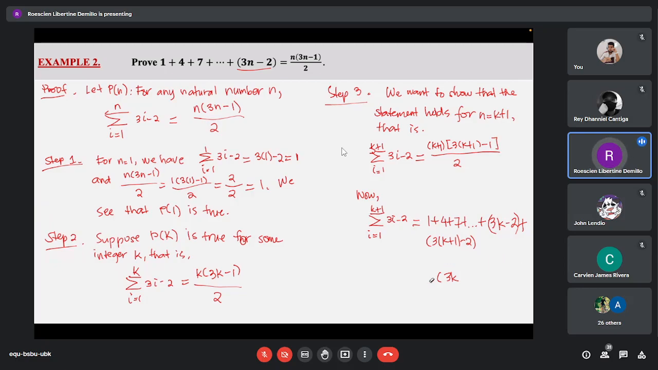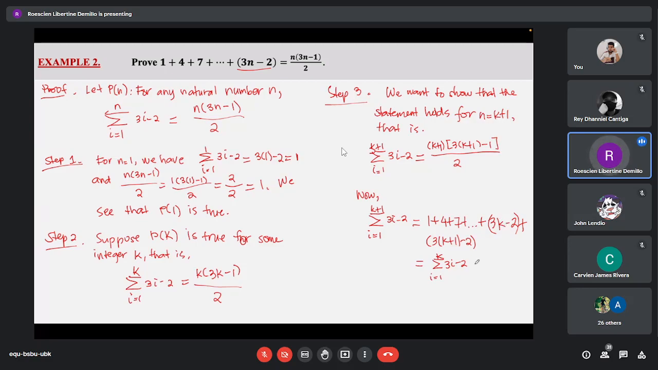Okay, I'll continue lang sa for now. Okay, kani 3k minus 2. We know that 1 plus 4 plus 7 plus so on and so forth plus 3k minus 2 is just equal to the summation of 3i minus 2 from 1 kutob ni k. Kay mo ni siya, kutob raman dyan ni siya ni k.